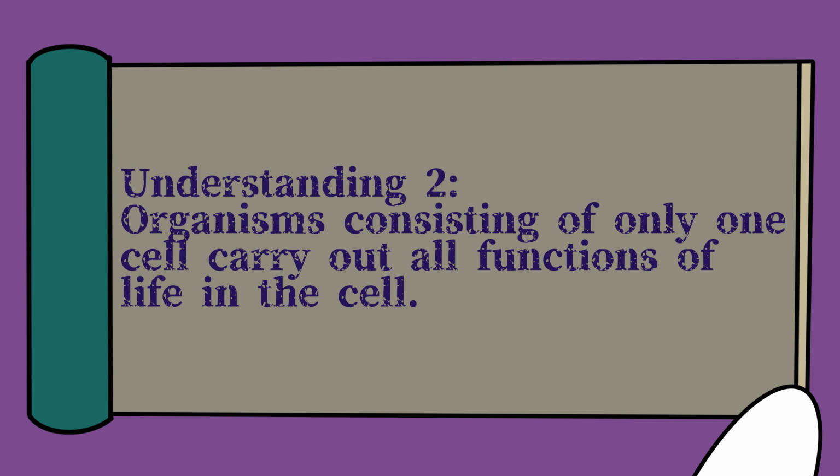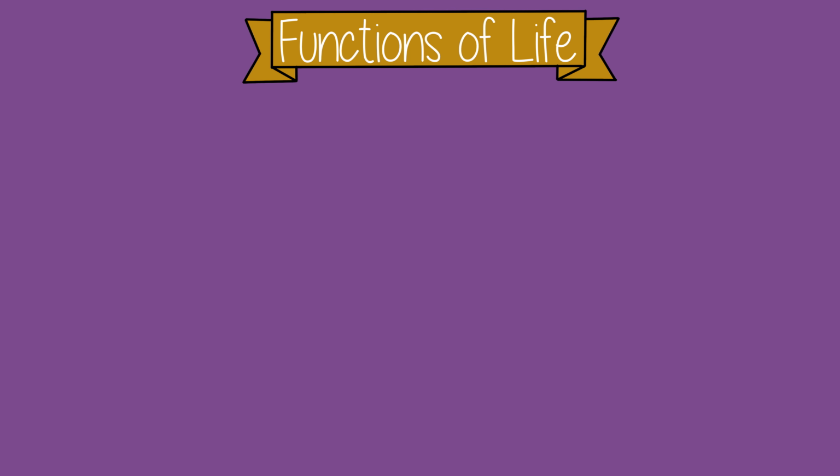Understanding 2. Organisms consisting of only one cell carry out all functions of life in that cell. Organisms consisting of only one cell are called unicellular, and they carry out all 7 functions of life.